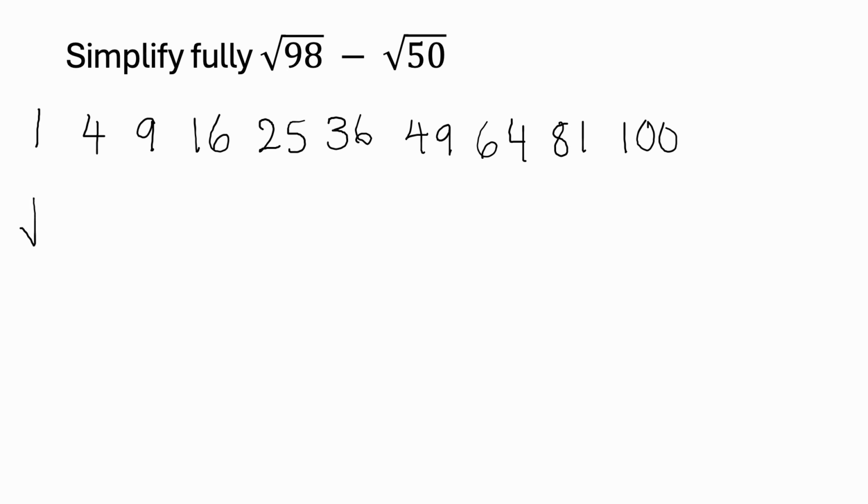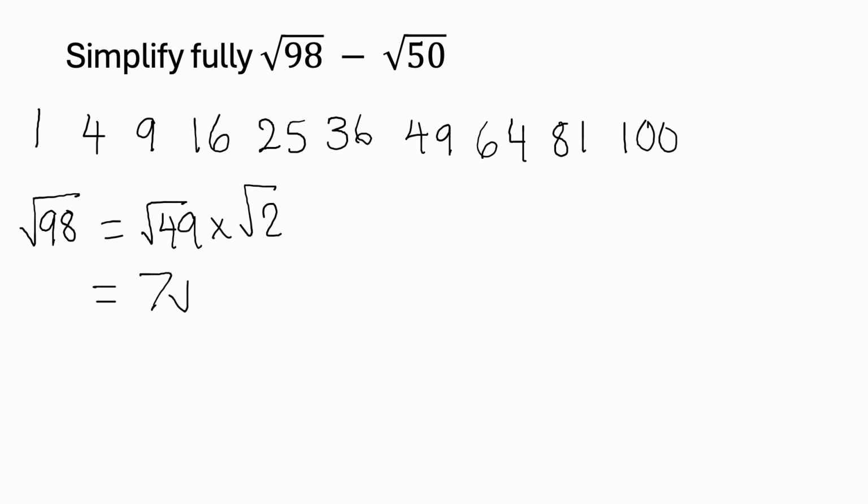Okay, off the bat, let's look at root 98. 49, yep, 98 is in the 49 times tables. So square root of 98 is the same thing as saying square root of 49 times by square root of 2. Square root of 49 is 7, so 7 root 2.